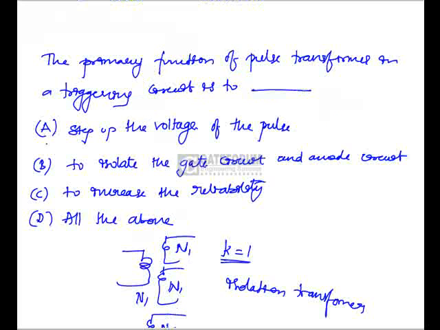If you see option A, he has given step up the voltage of the pulse. This is wrong. If you see the secondary side here, each secondary side is connected to a thyristor. Like this it will be there. Now, option A is the wrong answer. To isolate the gate circuit and anode circuit, so B is absolutely right. So answer is option B.